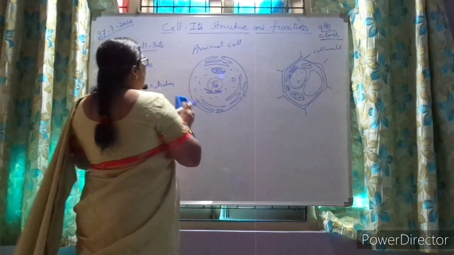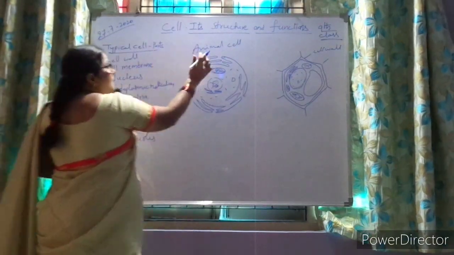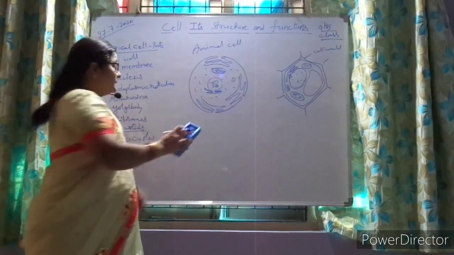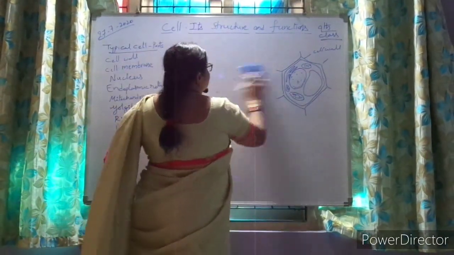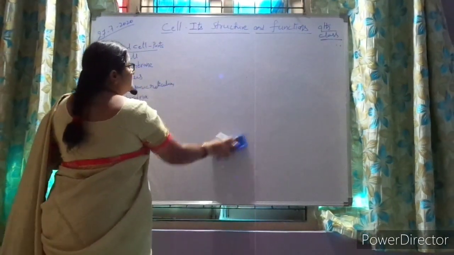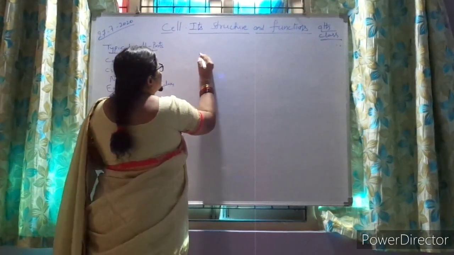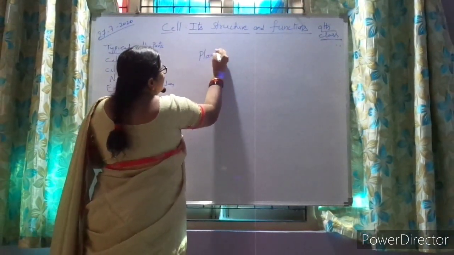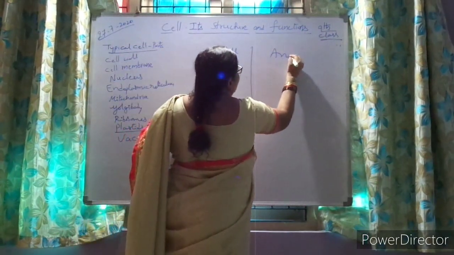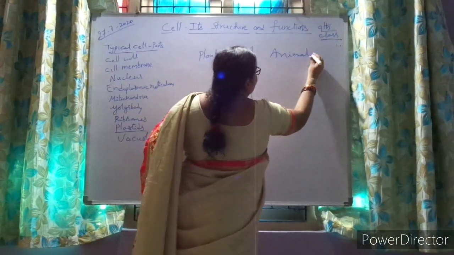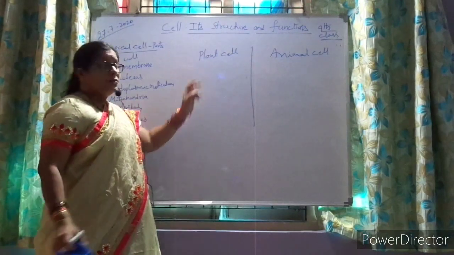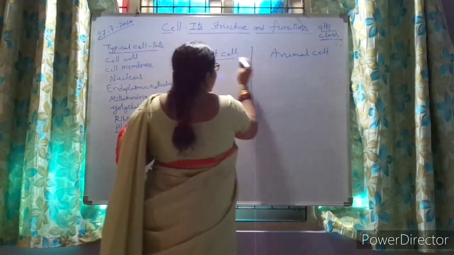Now we will learn about the differences between the parts which are present in the animal cell and the plant cell. Plant cell, animal cell. It is very important for your exam. You will get this question for 4 marks in exams. So write the differences between plant cell and animal cell.